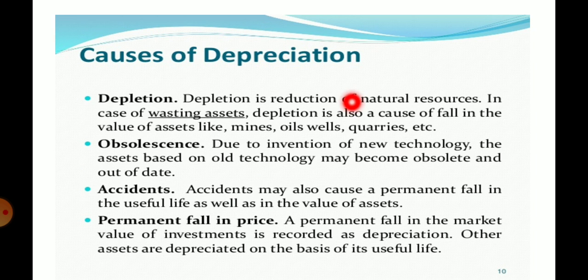Depletion is a reduction of natural resources in the case of wasting assets. Depletion is also caused by a fall in the value of assets like mines, oil wells and quarries. Obsolescence is due to the invention of new technology. An asset based on old technology may become obsolete and outdated. Accidents may also cause a permanent fall in the useful life as well as in the value of assets, and a permanent fall in price also causes depreciation.